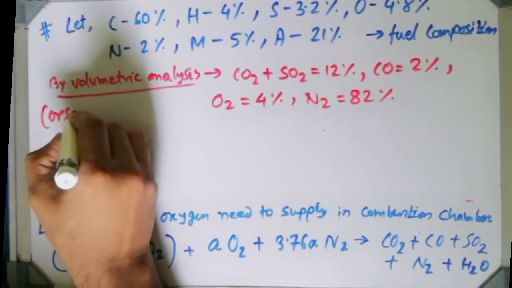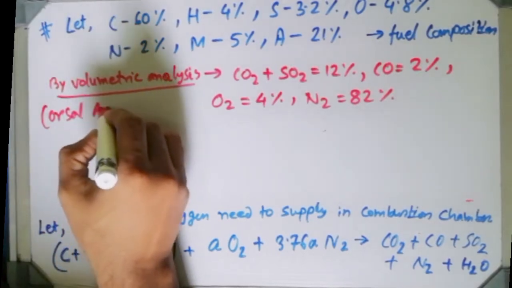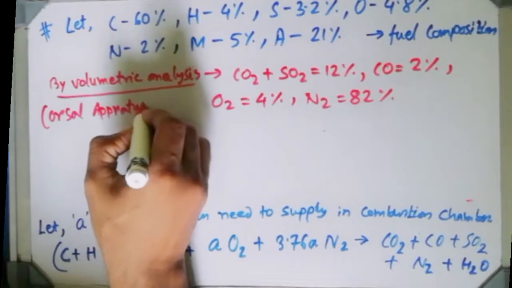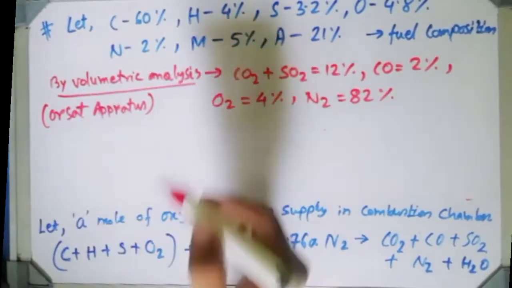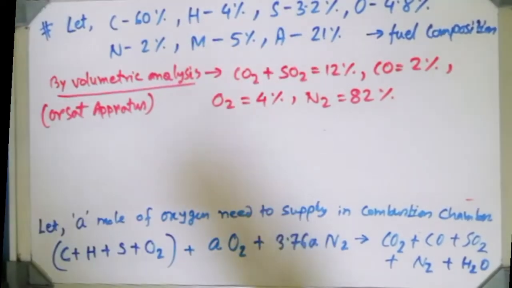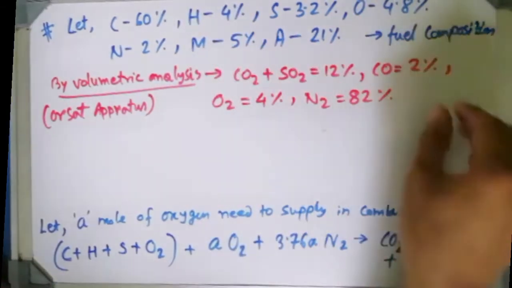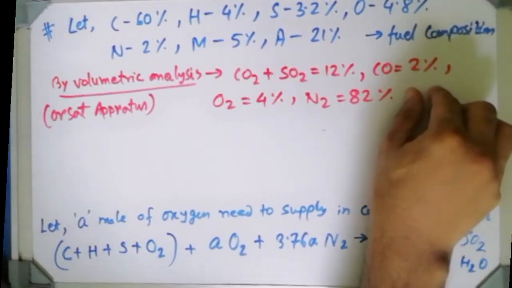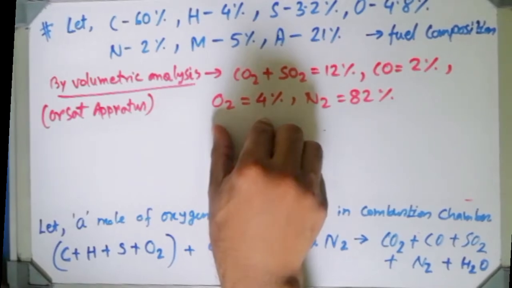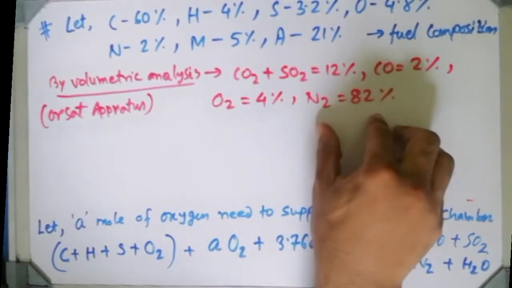So carbon monoxide is present, so it's incomplete combustion. Oxygen remains unutilized, that is 4%. Nitrogen is huge, 82%, and the combination of CO2 and SO2 is 12%. This is the volumetric analysis data given. Okay. Now, how will the process go on?